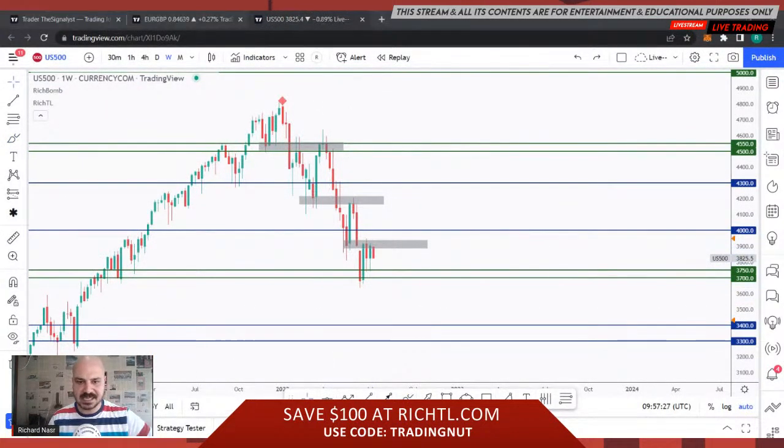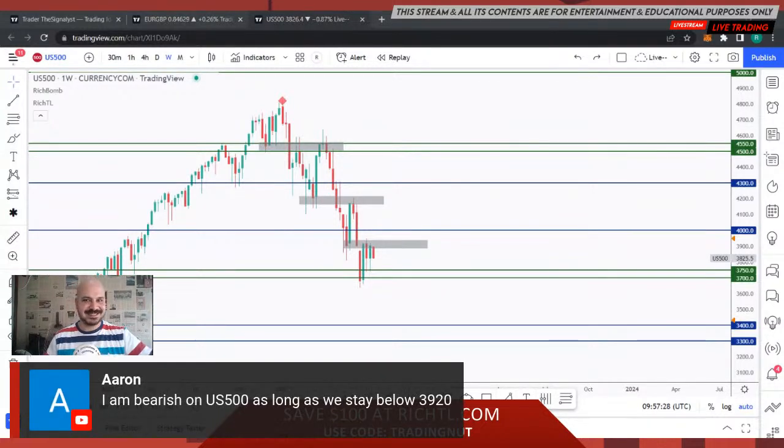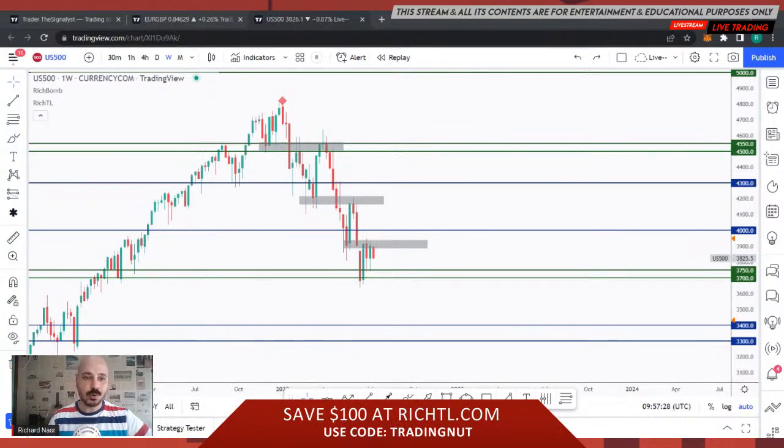So I guess someone mentioned that we are bearish until we break above. Where is it? Let me scroll back. I'm not really sure. Give me a minute to check the comments. Yeah, this is it. I'm bearish on US 500 as long as we stay below 3920.